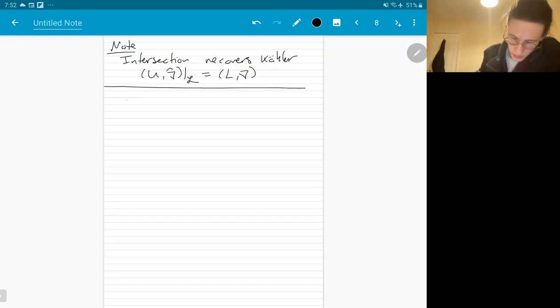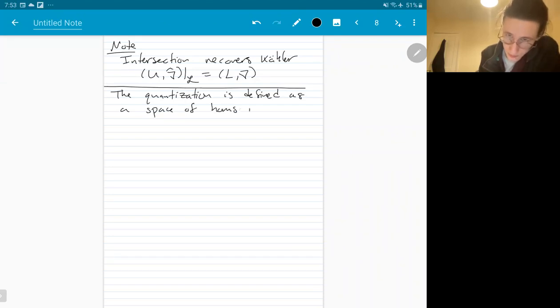Okay, so the quantization then is defined as a space of Homs in the A model. So we define Q to be homomorphisms in the A model of little omega between L and B.